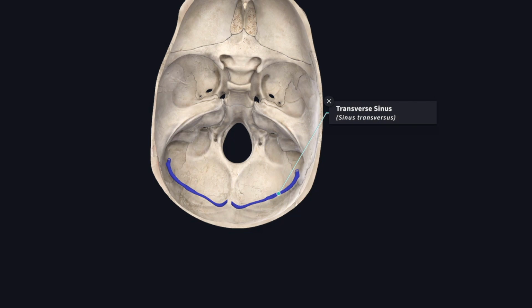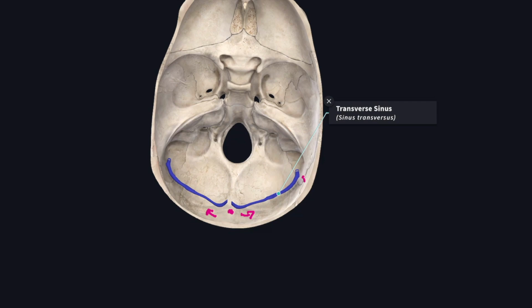Each transverse sinus is situated along the posterior attached margin of the tentorium cerebelli and lodges in this groove. So this is the groove extending from the internal occipital protuberance to the mastoid angle of the parietal bone.